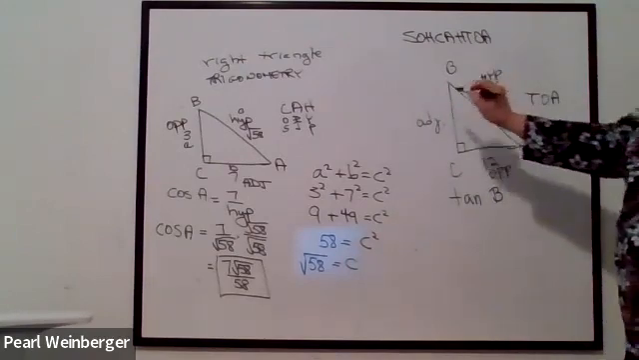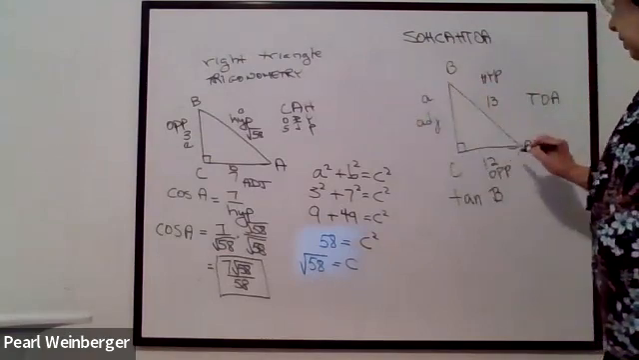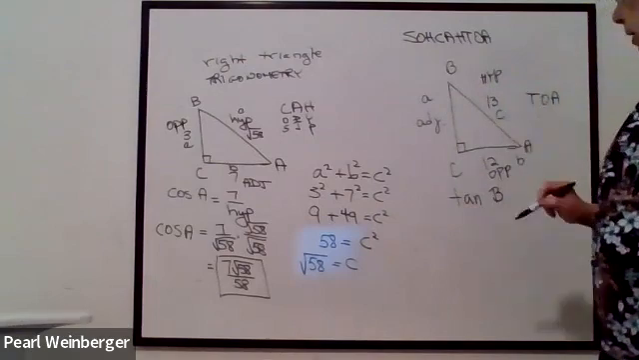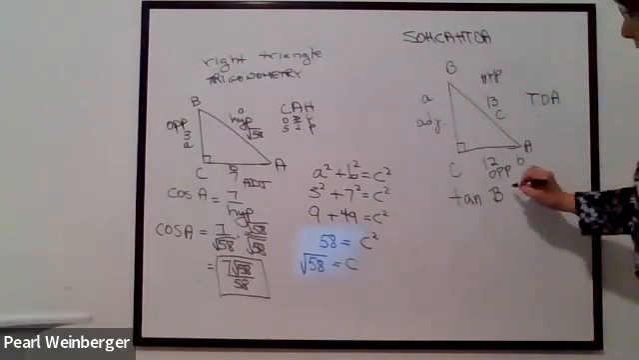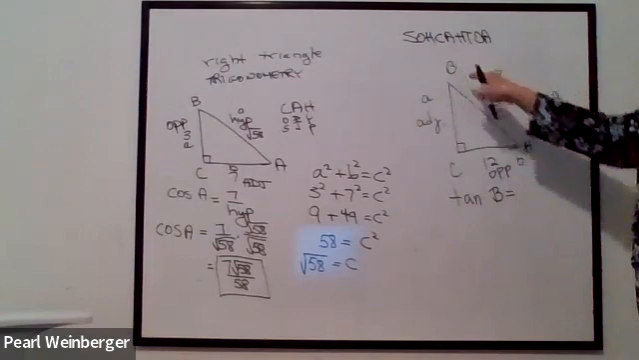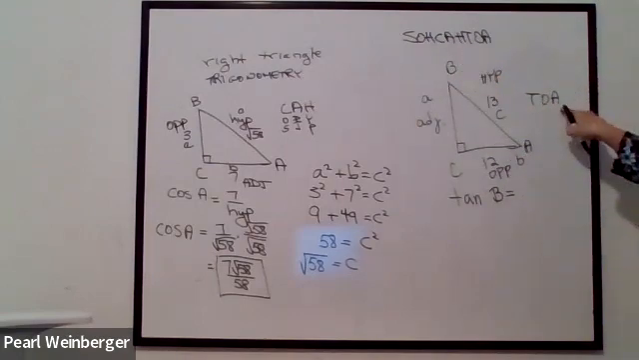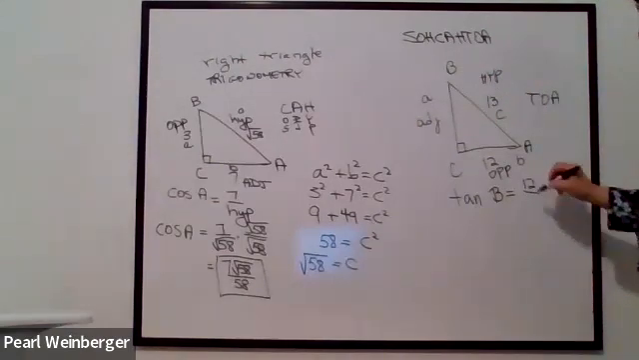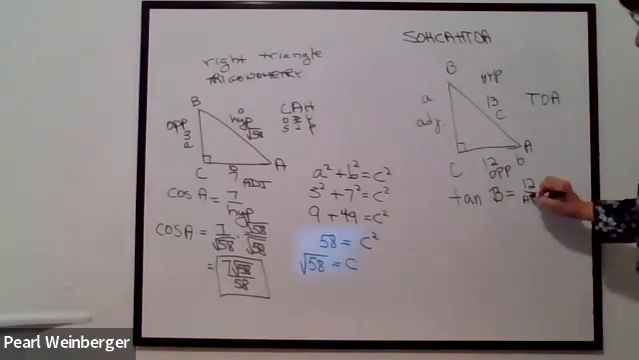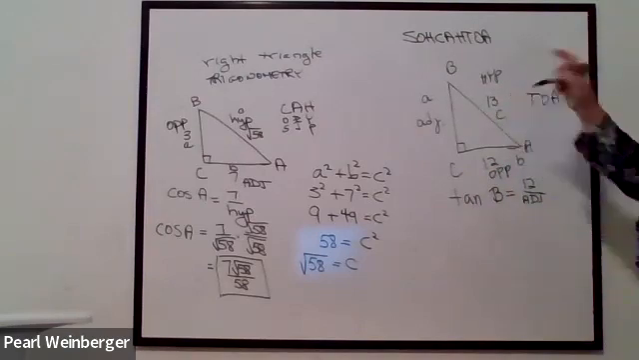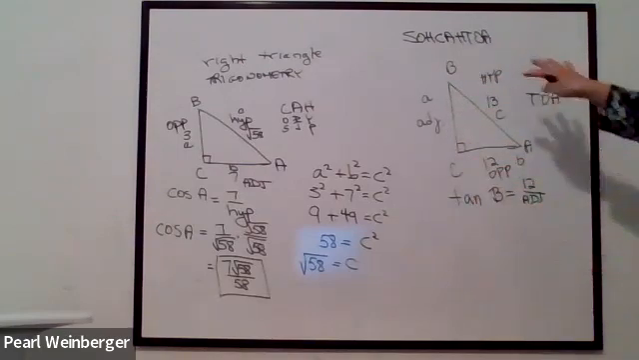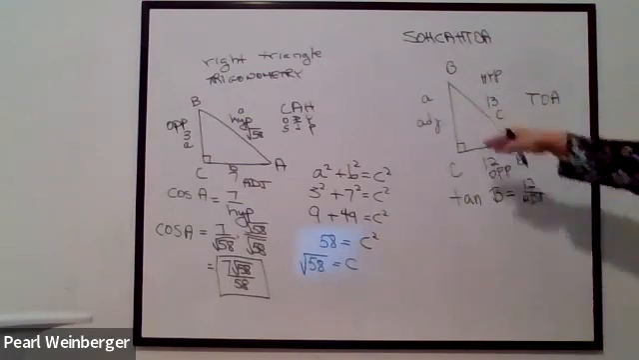And again, this is my small a, this is my small b, and this is my small c. To find the tangent of B, I have to do the opposite over the adjacent. So opposite is 12, just like we had before. But adjacent, I don't know. They didn't give me the adjacent side. They only gave me the hypotenuse. So I again have to use my Pythagorean theorem on this triangle.